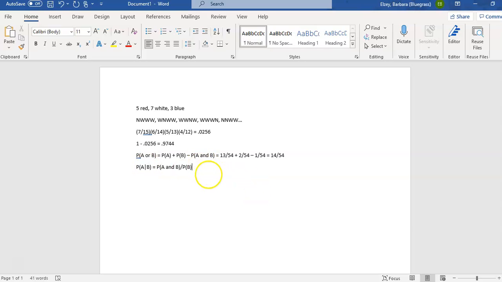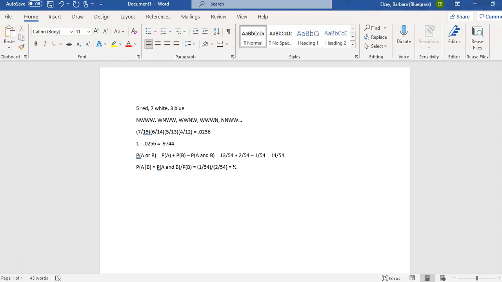Okay, so the probability of A and B, we said from up here, was 1 over 54. And we want to put that over the probability of B, which was 2 out of 54. And if you think of it in fractions, this is going to get flipped. The 54s are going to cancel out. We're going to get 1/2 or 0.5.